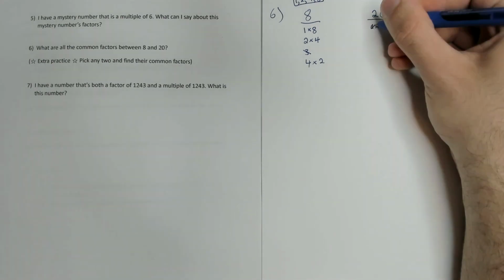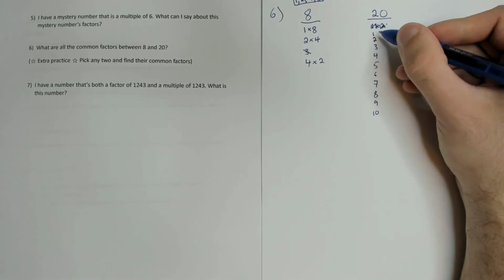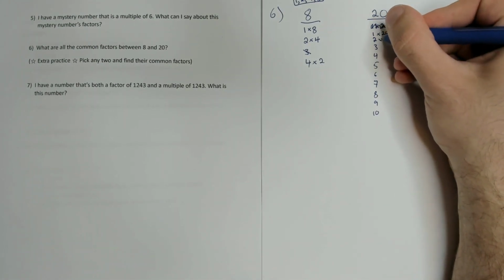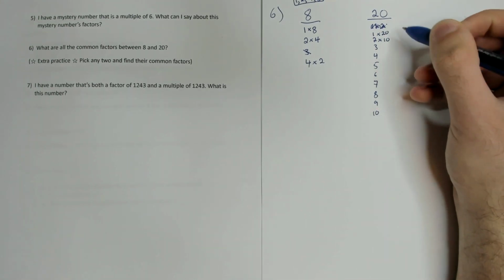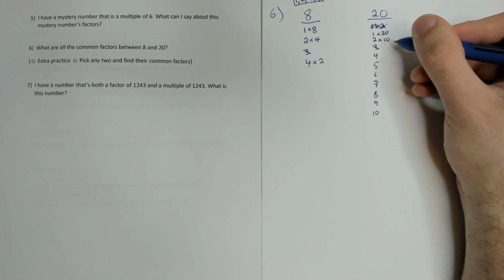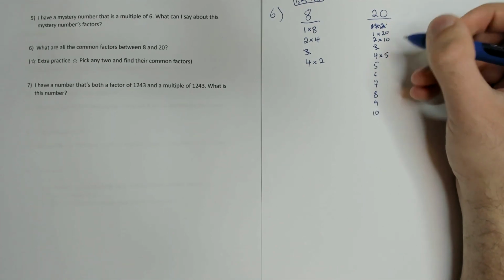All right, let's look at 20. So half of 20 is 10, so we need to check numbers up to 10. All right, so 1 goes into 20, since 1 times 20 is 20. 2 goes into 20, since 2 times 10 is 20. 3 will not, because if we count by 3s, we're going to pass 20, right? 4 will. 4, 8, 12, 16, 20. So 4 times 5 gives us 20.